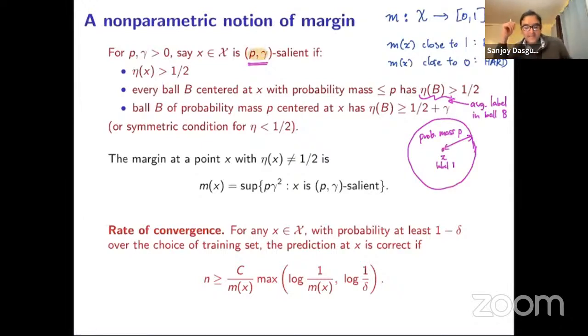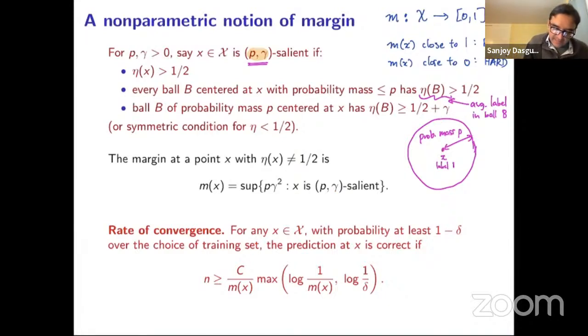And what that means is that its bias is a half plus gamma at the probability scale of p. At the scale of probability mass p, its bias is really apparent at a half plus gamma level. Now, the margin at any point is the supremum over all p gamma squared for which x is p gamma salient. And so let me just explain why that's the case.